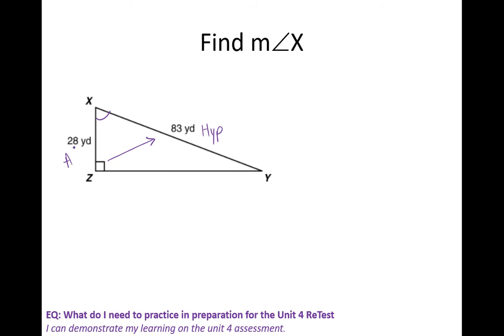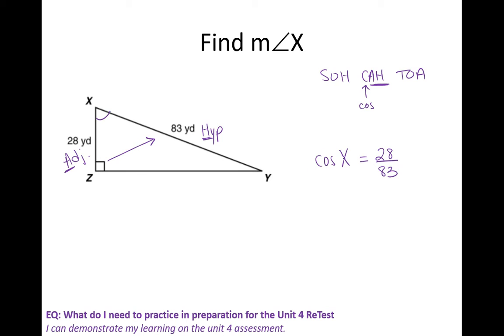So then I'm going to grab SOHCAHTOA. And once again, I'm going to check which trig function I'm going to use. In this case, I have A and H. I see it right here. I'm using cosine. So I'm going to set up my equation, cosine of, in this case, I don't have the angle. I'm calling it angle X, so I can either put a theta or I can do a big X for angle X. That's fine. And then equals my adjacent, which is 28, over my hypotenuse, which is 83.